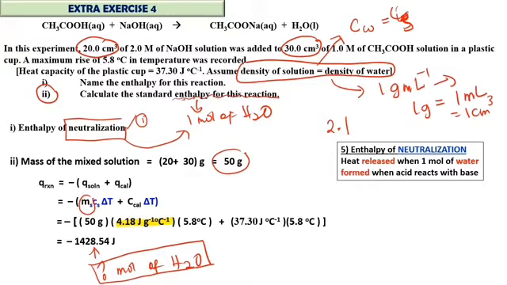Dan catat kat sini dah. Heat release when 1 mole of water form. So, awak tak boleh kata nilai ni terus untuk 1 mole. Betul ke nilai ni untuk 1 mole? Awak kena tentukan. Betul ke tidak nilai yang awak kira negative 1428.54 joule is for 1 mole?